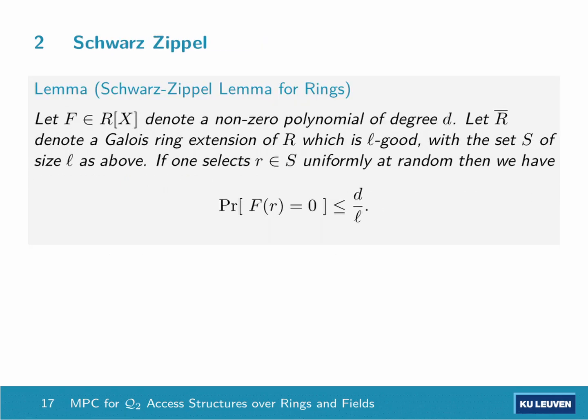However, to gain effective and efficient protocols using these Galois rings, we need an extension to rings of the Schwartz-Zippel lemma. Let f denote a non-zero polynomial of degree d over the ring R. Let R-bar then denote a Galois ring extension of R, which is L-good, with the set S of size L as above. If one selects r in S uniformly at random, then we have that the probability of f(r) equals 0 is less than or equal to the degree over the size of the set S.